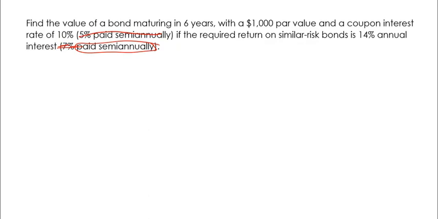So let's find the value. So we need to calculate the present value. So we want to know how much it costs today to purchase a bond that is maturing in 6 years.